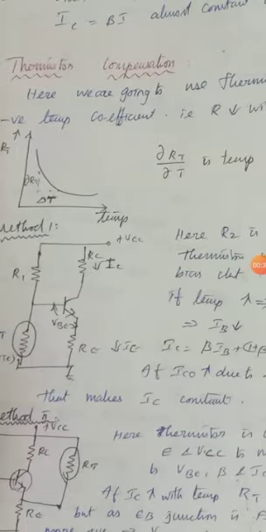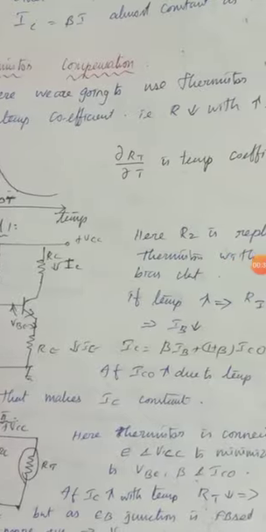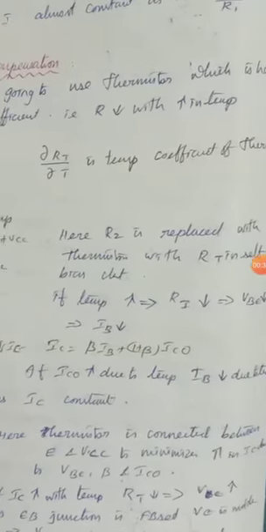The slope of this curve is ∂RT/∂T. It is the temperature coefficient of the thermistor.